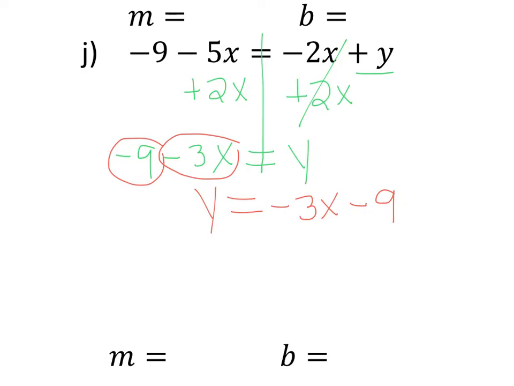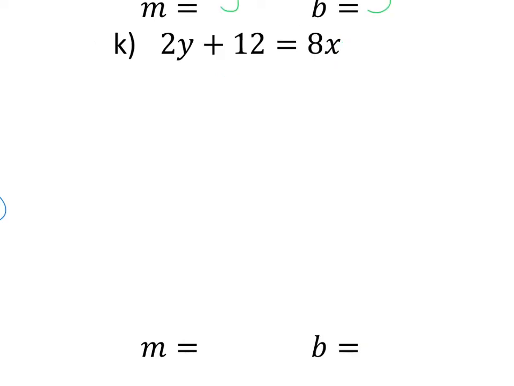So I did a couple things. Again, I reversed it so the y was on the left instead of the right. And I then also switched around my terms, negative 3x and negative 9. So now I can easily identify the slope is negative 3 and the y-intercept is negative 9.